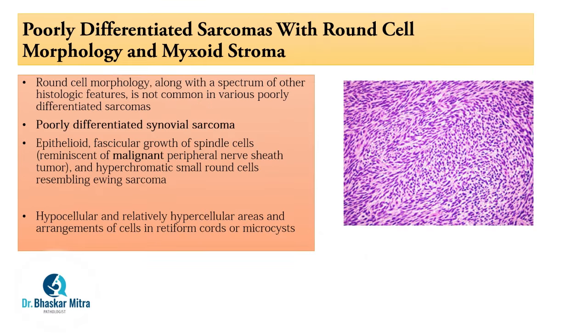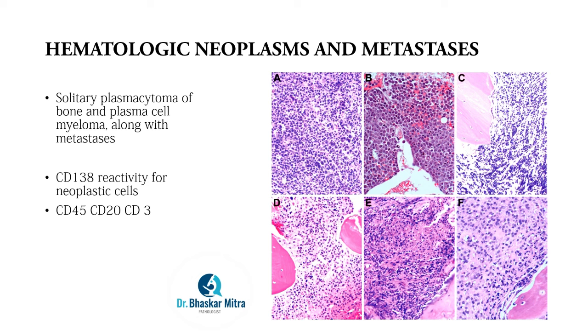Last in this group are the poorly differentiated sarcomas with round cell morphology and myxoid stroma. They are most commonly poorly differentiated synovial sarcomas. They show an epithelioid to fascicular growth pattern among these cells. There may be hyper and hypocellular areas. This doesn't show matrix areas.